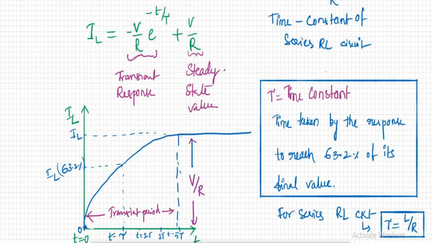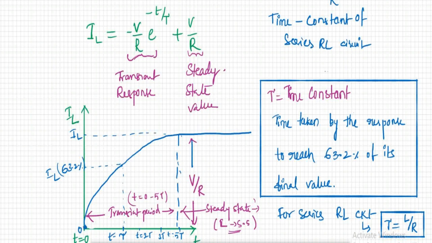So t equal to 0 to 5 time constants is the transient period. After 5 time constants, the value of the inductor current will be constant, that is V by R. Under steady state condition IL will be the same, and the inductor will become like a short circuit because it has attained steady state. So this is the steady state period and this is the transient period. This is the explanation for the forced response of the RL series circuit.